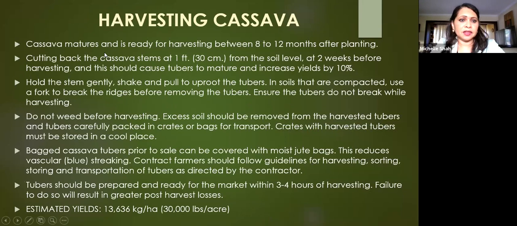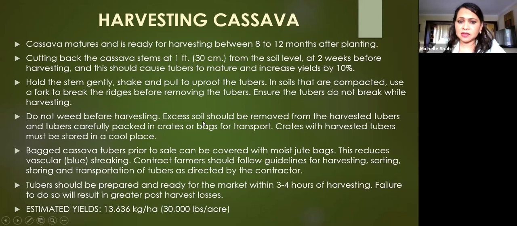Harvesting of cassava. It matures when it is ready for harvesting, between 8 to 12 months of age after planting. Cutting back the cassava stems at 1 foot from the soil level at 2 weeks before harvesting should cause tubers to mature and increase yields by 10%. Hold the stem gently, shake and pull to uproot the tubers. In soils that are compacted, use a fork to break the ridges before removing tubers. Ensure the tubers do not break while harvesting. Do not weed before harvesting.